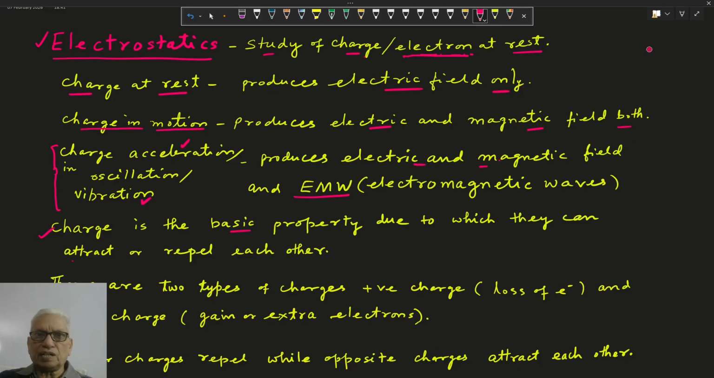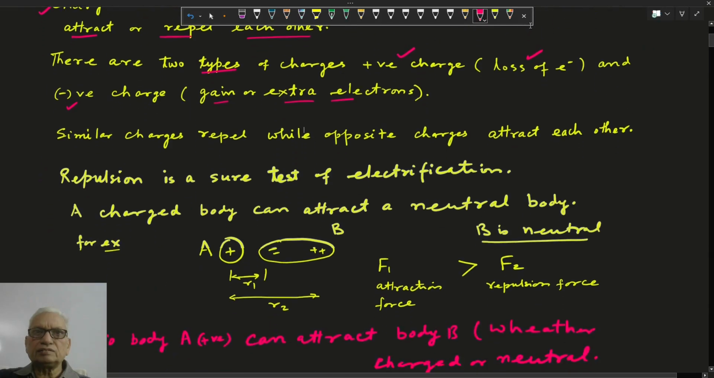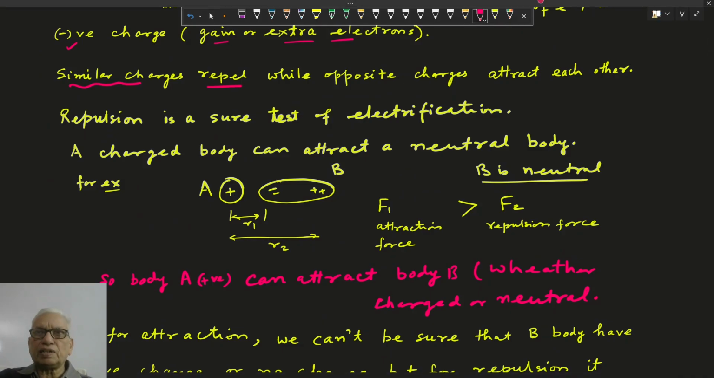Here charge is the basic property. Charges can repel or attract. There are two types of charge, positive and negative. Positive charge means loss of electrons. Negative charge means gain of electrons, or extra electrons. Similar charges repel and opposite charges attract. This repulsion is the sure test of electrification.